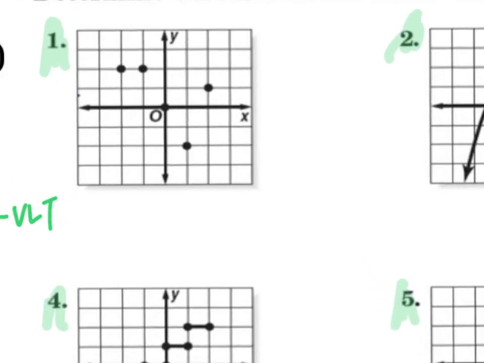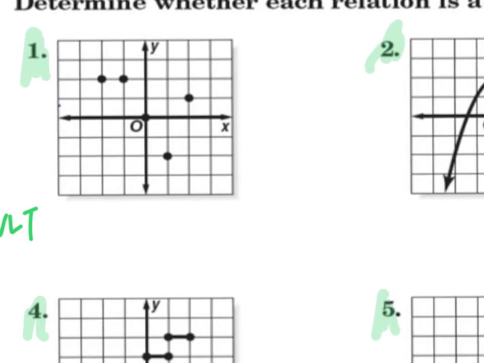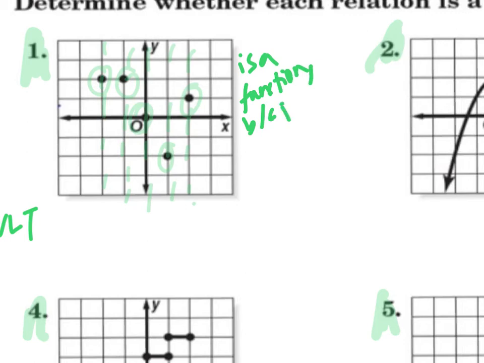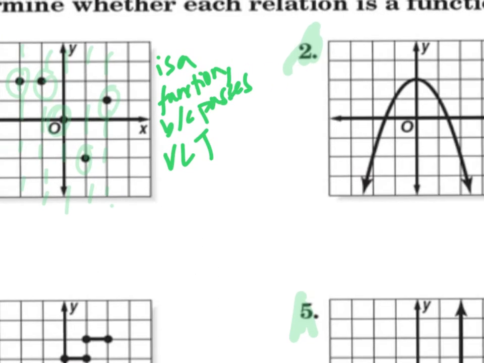I'm going to draw a bunch of vertical lines going down. Vertical line, vertical line, vertical line. I only ever hit one point at a time. I hit a point here, here, here, here, here. There's only ever one point on my vertical line. So because it does pass the vertical line test, this is a function because it passes VLT. Great, let's move on.